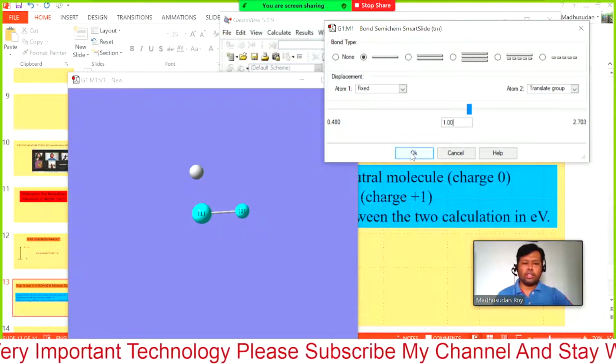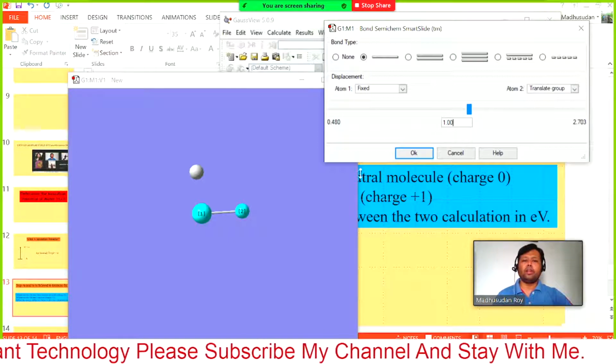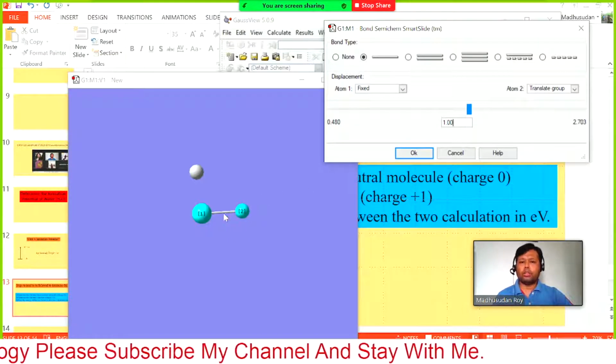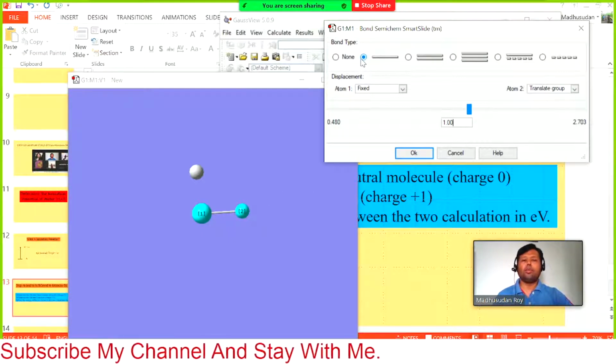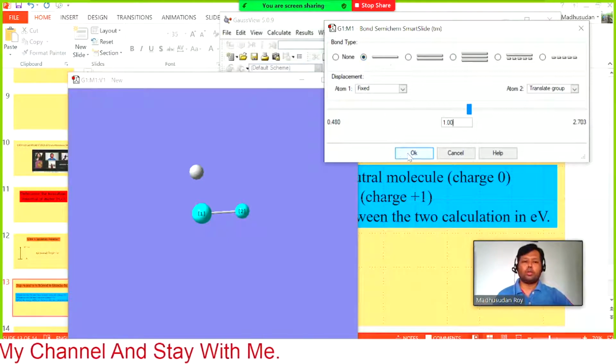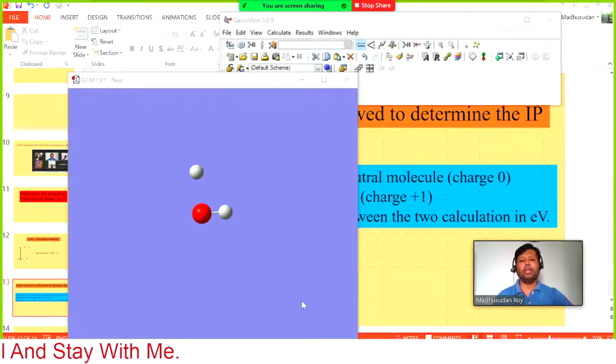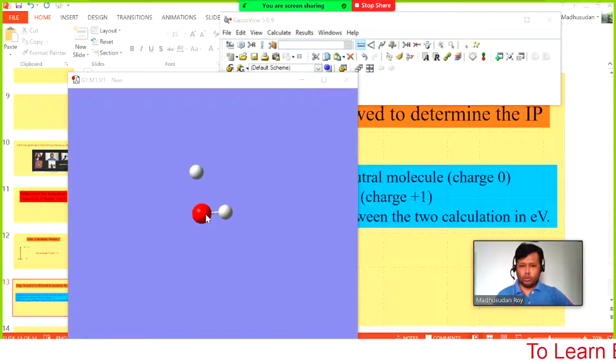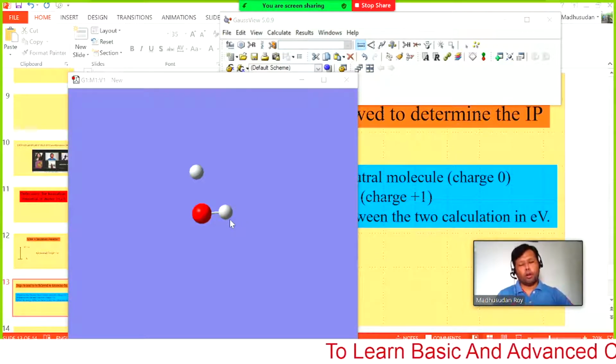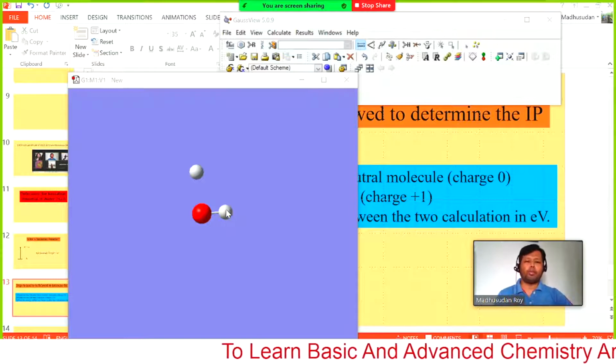So once I click OK, the hydrogen atom will go close to this one, and the bond will be here, a single bond. Let's see. Okay, see this. Now the bond distance between oxygen and hydrogen is around 1 Angstrom, just approximately what I have given. It can be even longer or even shorter; we will try to optimize.